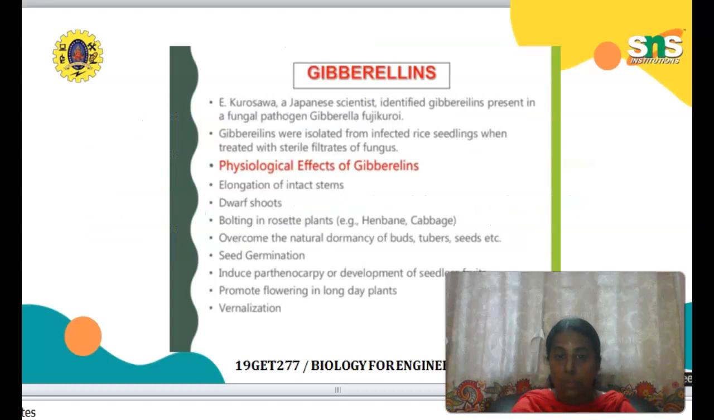Gibberellins were discovered by a Japanese scientist from Gibberella fujikuroi. Gibberellins were isolated from infected rice seedlings when treated with sterile filtrates of the fungus. Effects: elongation of intact stems, dwarf shoots, bolting in rosette plants, overcoming the natural dormancy of buds, tubers, and seeds, seed germination, inducing parthenocarpy, promoting flowering, vernalization.